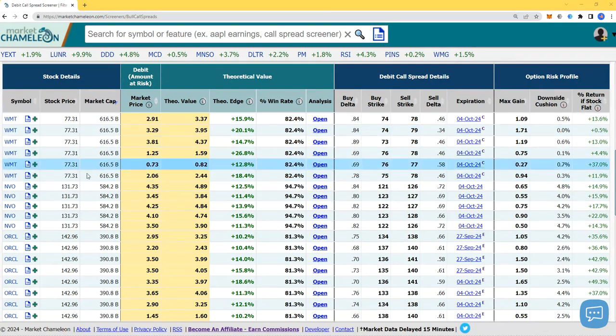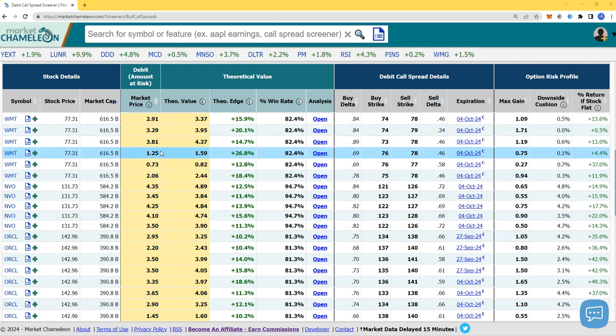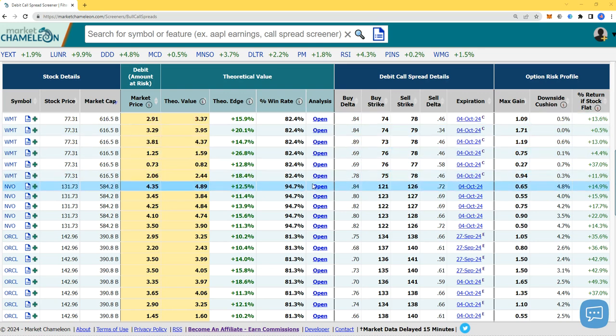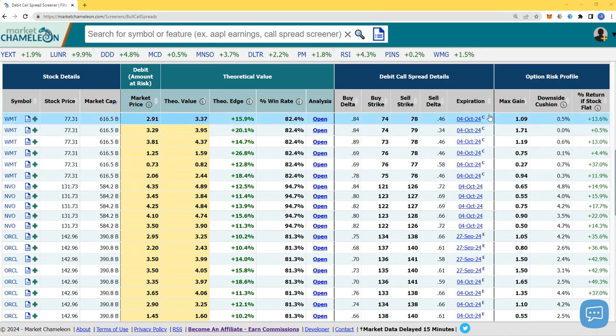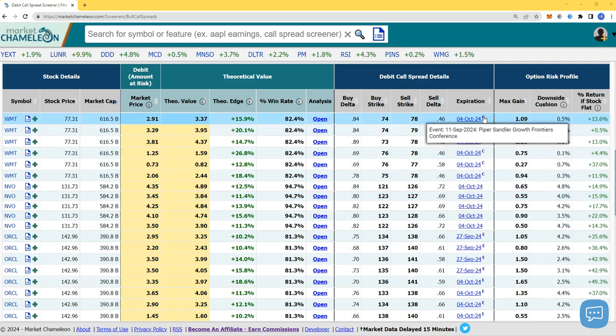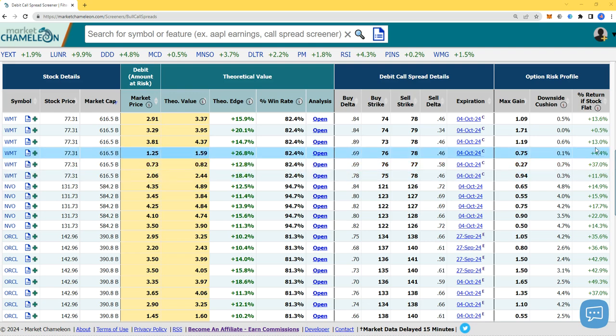We eliminated all the first ones, and we got Walmart. We got a lot of Walmart in here, so let's see what we got. All of them over 80%, 82%. Walmart, all of them for October 4th. Interesting. It says C, which is company event. What's the event? Piper Sandler Growth Frontier Conference. Okay, I don't think this is specifically for Walmart. It's not like Apple Day, or I don't know if there's a Walmart Day, but they should make a Walmart Day, just an FYI.